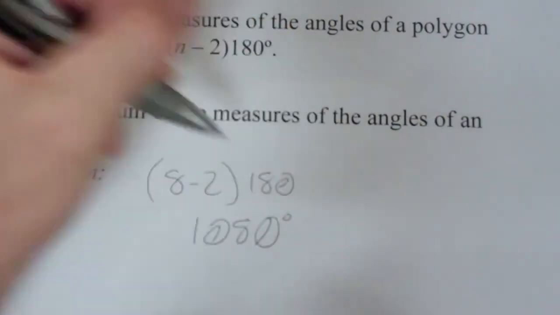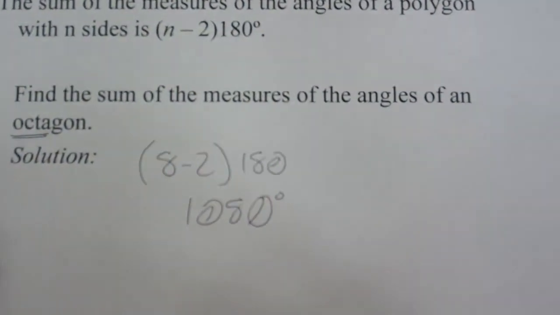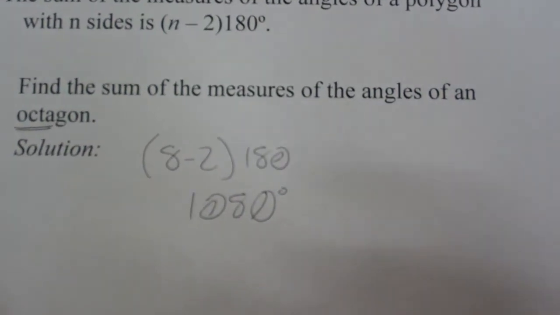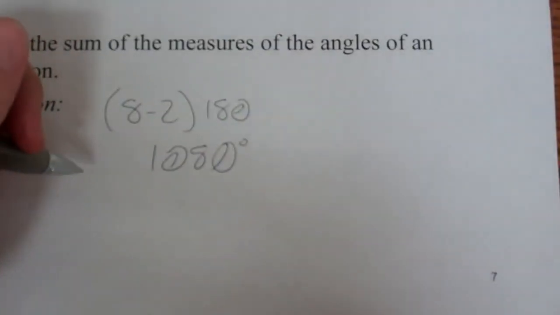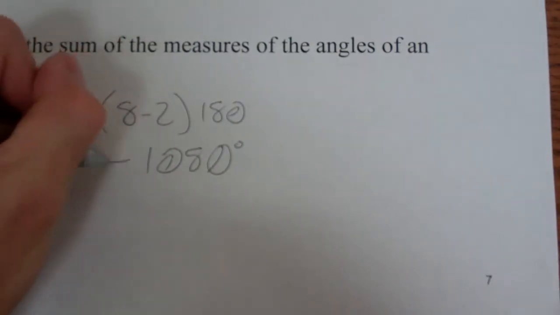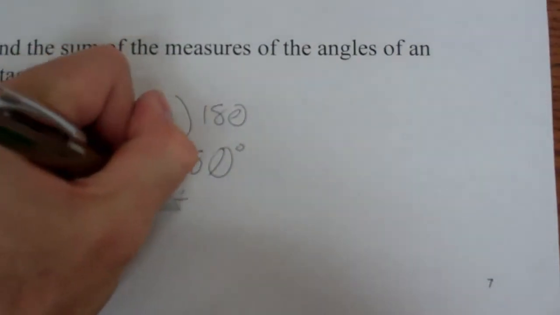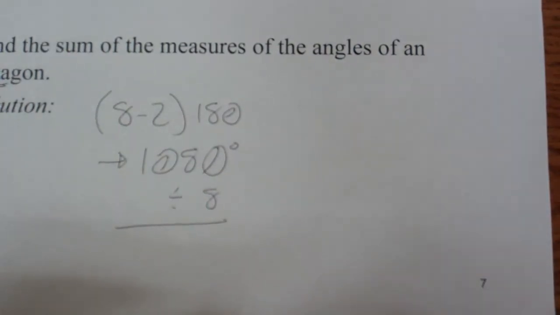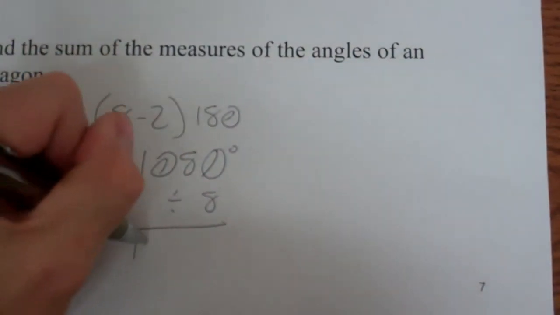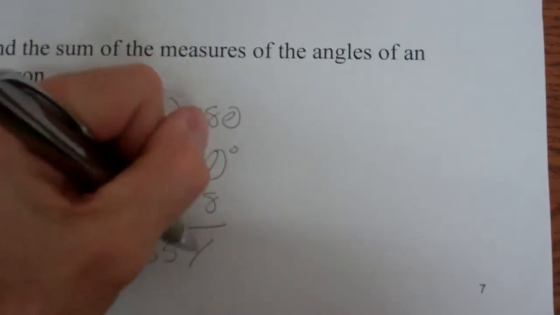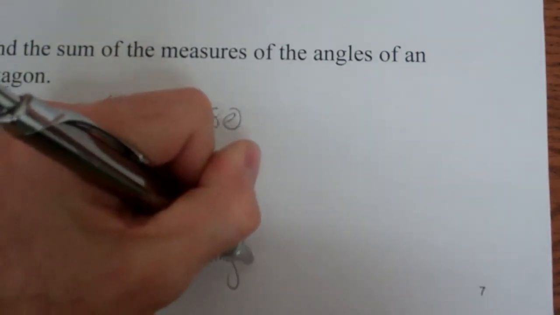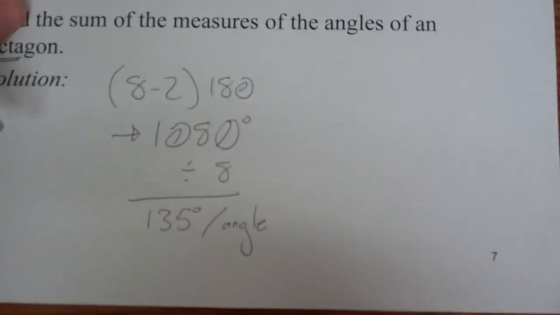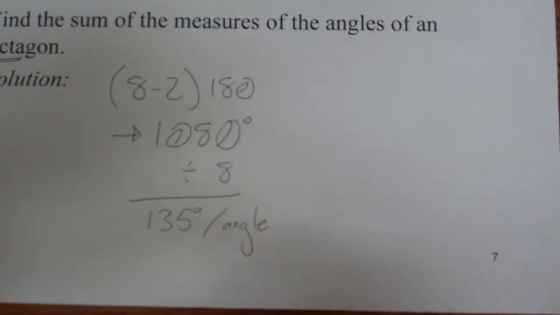So the total is 1080 degrees. All right. Now, if this is a regular octagon, then all the angle measures are the same. I'm going to take this and divide it by the 8 sides. And if I divide that by the 8 sides on my calculator, I get 135 degrees per angle on the inside. All right. This concludes the lesson, and see you for the next video, and that makes us happy.